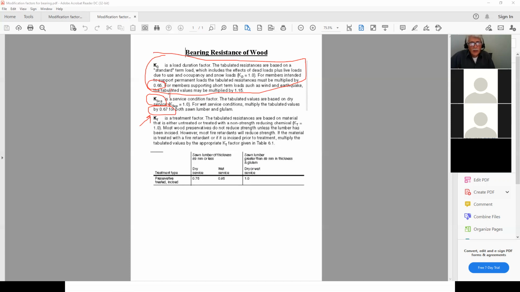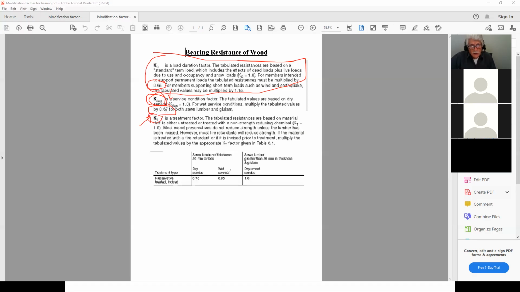So that's why you cannot use that value there. You have to find the KSCP. In other words, service, compression, perpendicular to the grain, that's what this means. That's why they put this subscript here. And the KT value could be the same or it can be different.